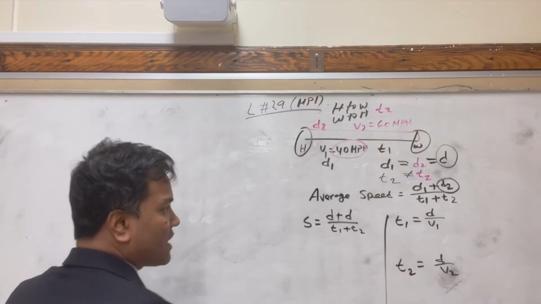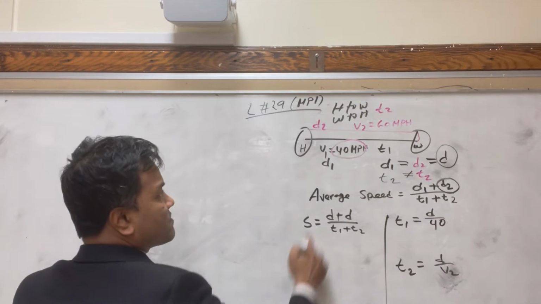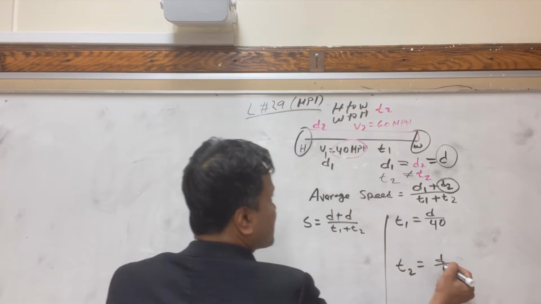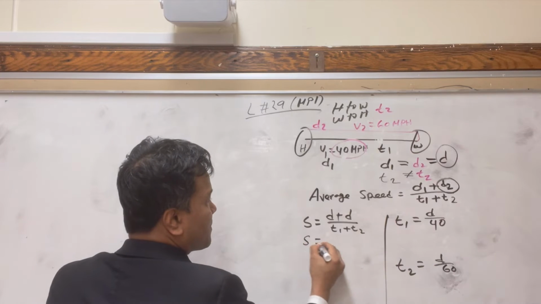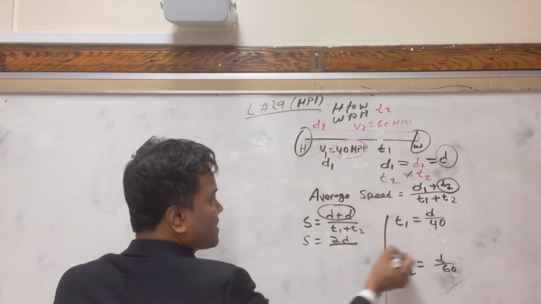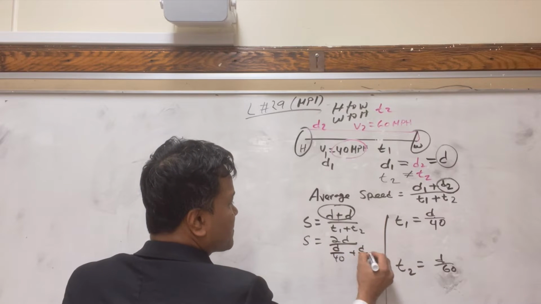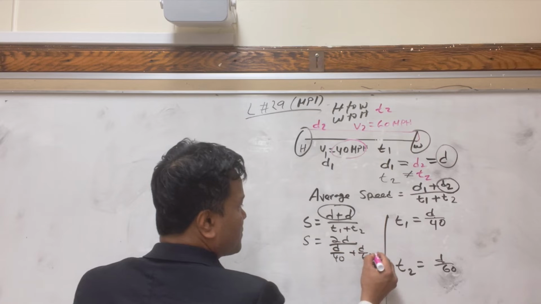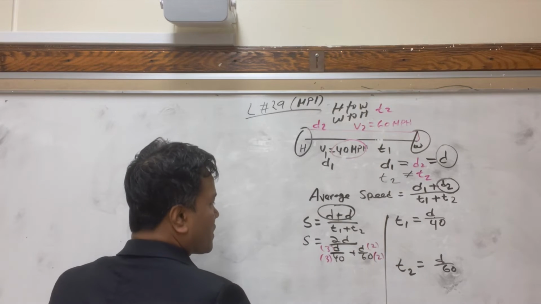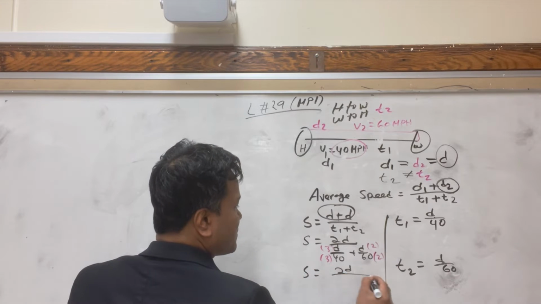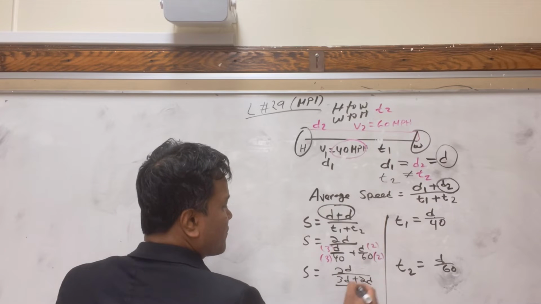So what are we talking about? Velocity 1 is 40, which comes from here, and velocity 2 is 60, which of course comes from here. Now you have d plus d, which is 2d, over t1, which is d over 40, plus t2, which is d over 60. Now what can you do? You can multiply top and bottom by 3 and by 2, so you have a common denominator. So you have 3d plus 2d over 120.